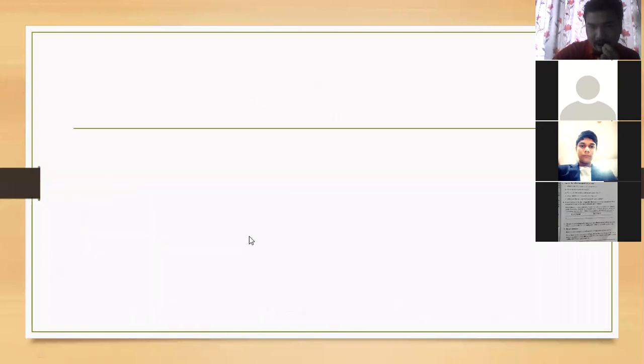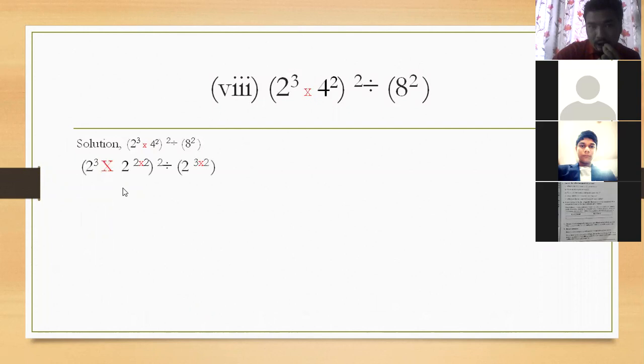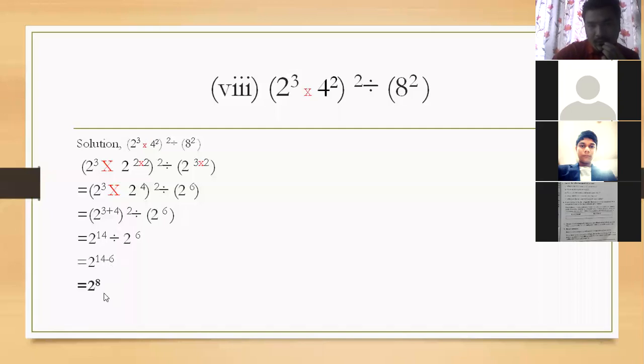Now let's see another one. What will you do here? 2 cube and 4 square. 4 square means you can write 2 square, and there is already power 2. Then the whole power will be multiplied. And similarly 8 means 2 cube, then there is 2 also, 3 into 2. Then 2 cube into 2 power 4. The 3 and 4 powers are added, then 2 power 7. And 2 power 7 over 2 power 14: now 14 we have to subtract, then 14 minus 6 it will come 2 power 8. Like this you have to solve this classwork one, similar process.